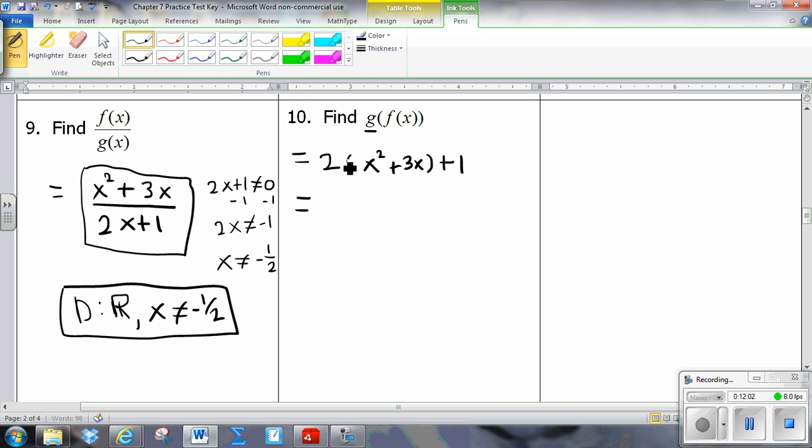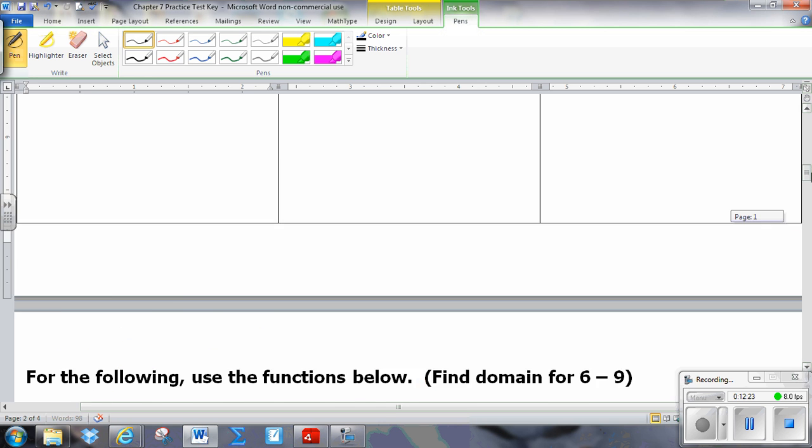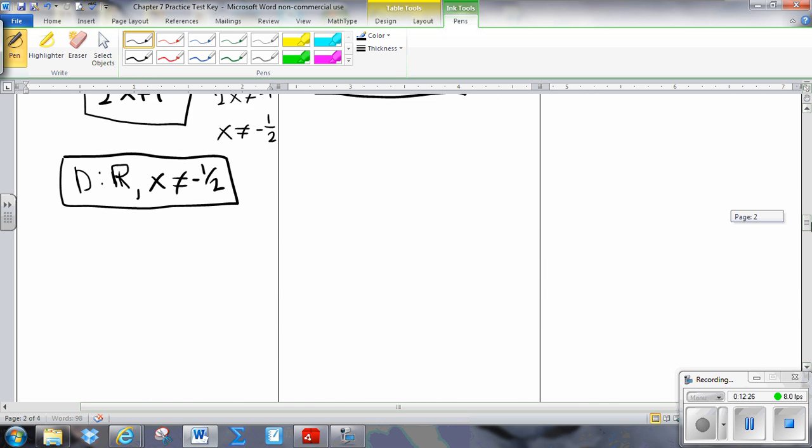All right, so now it's just a matter of simplifying. So I'm going to distribute the 2. So 2 times x squared is a 2x squared. 2 times 3x is a 6x. And then plus 1. Be very careful. Do not distribute this 2 all the way out to the 1. The 1 is not inside of the group. And that's it. And I told you guys you don't have to find the domains on the compositions. It's just 6 through 9. I need the domains there.